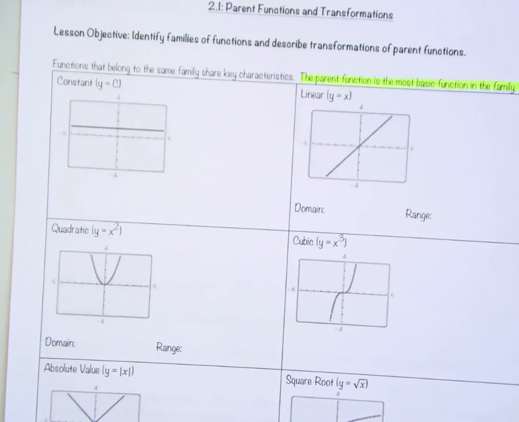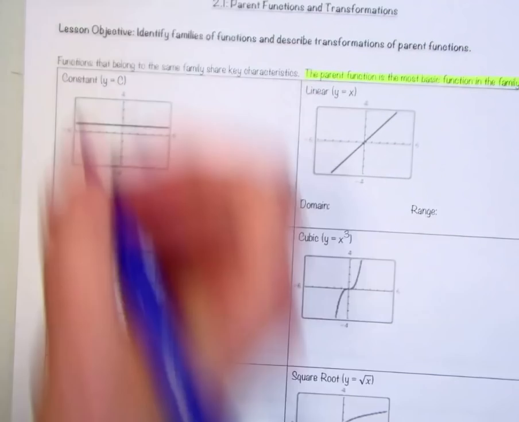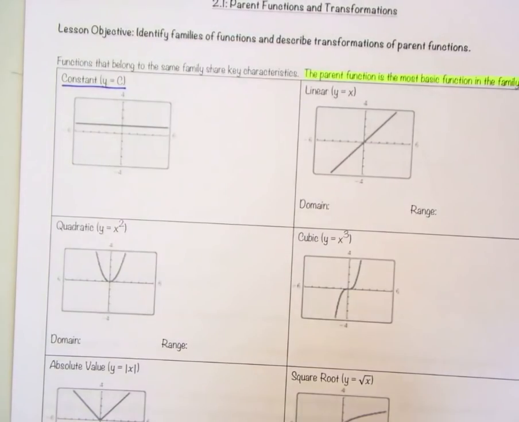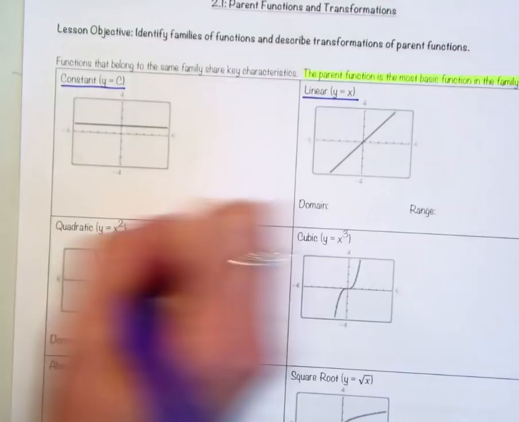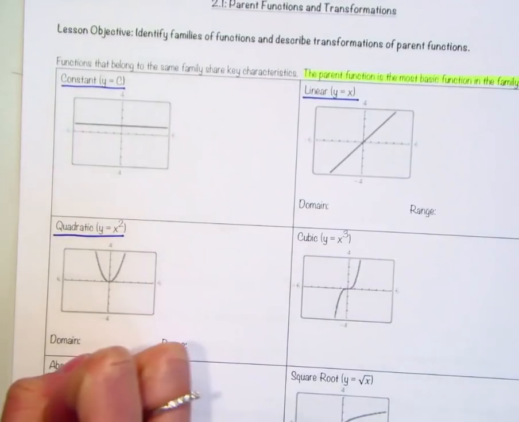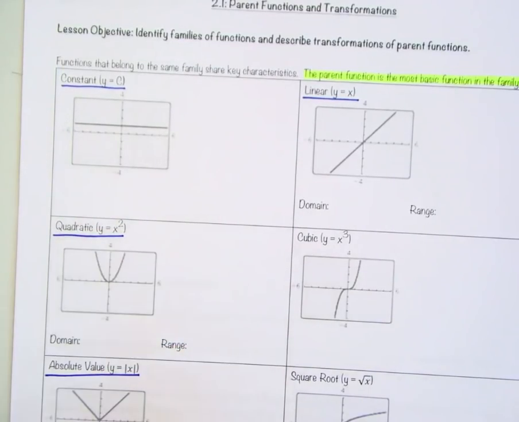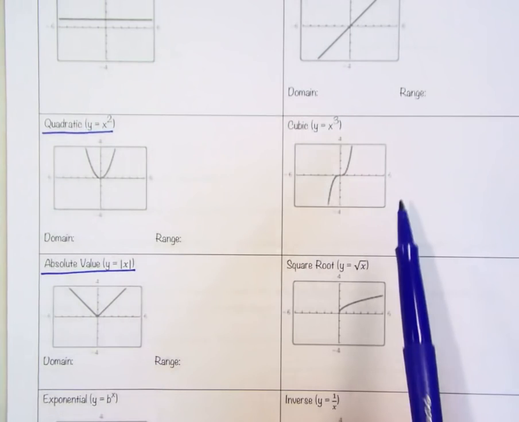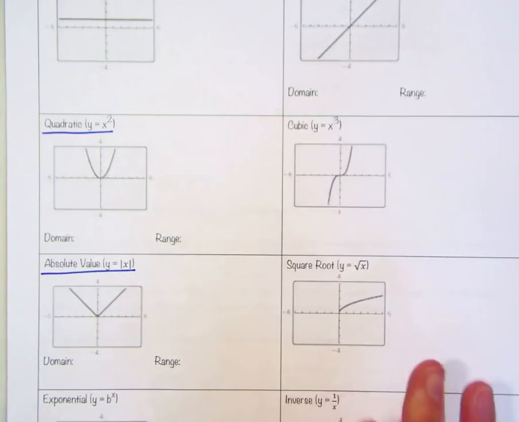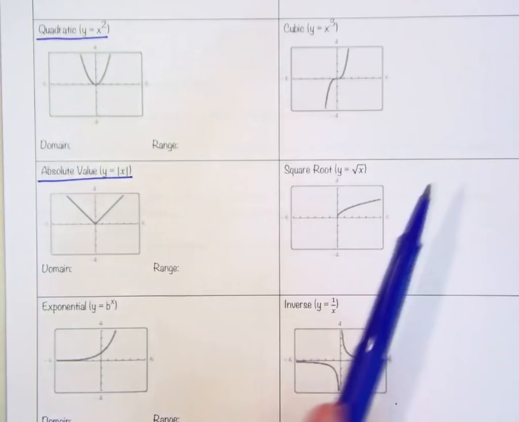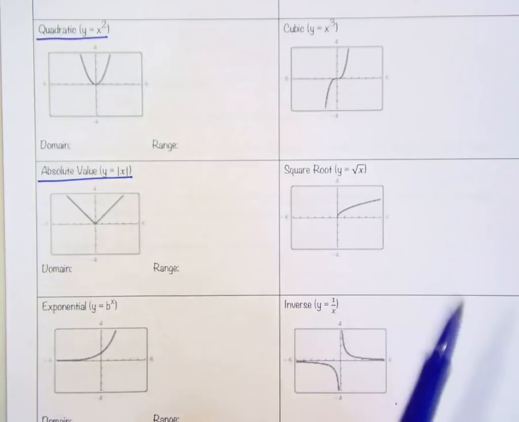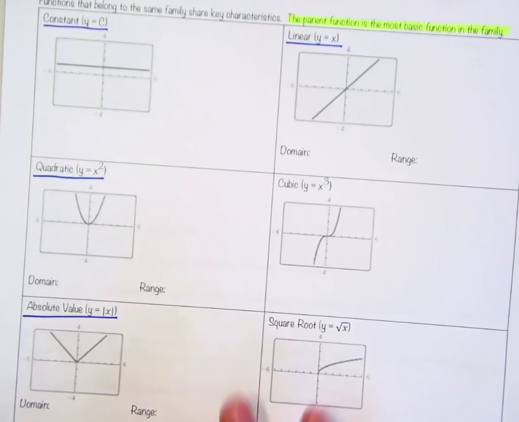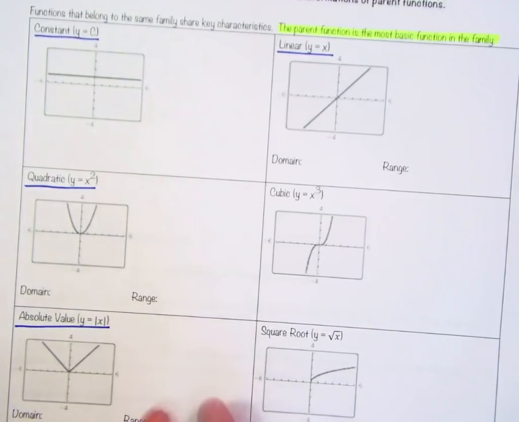Okay, the big 4 functions that we will be looking at are going to be the constant function, the linear function, quadratic, and absolute value. Okay, in terms of what's coming up this unit. In the next unit, we will look at cubic functions, and then second semester, we'll take a look at the other 3. So we're just going to focus on these main 4 right now.